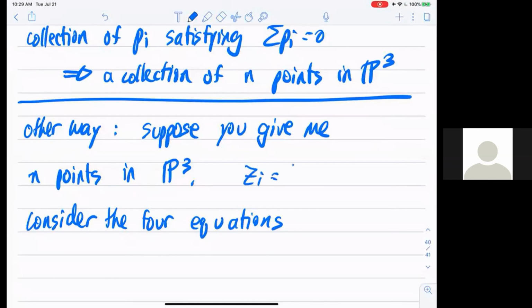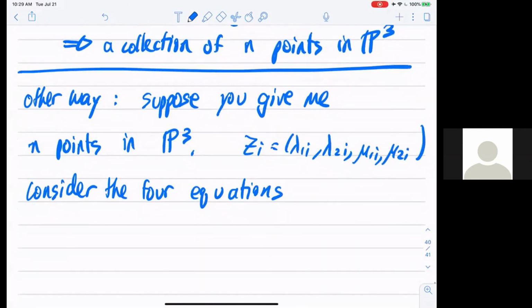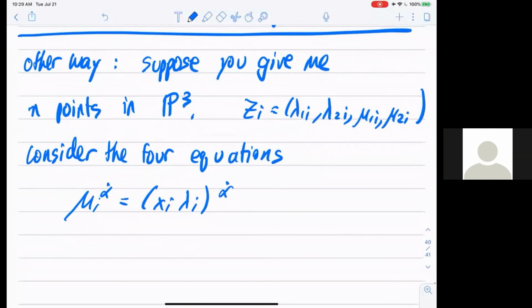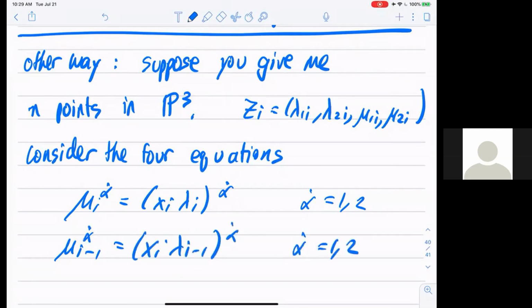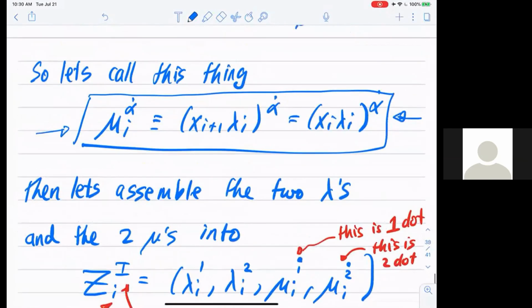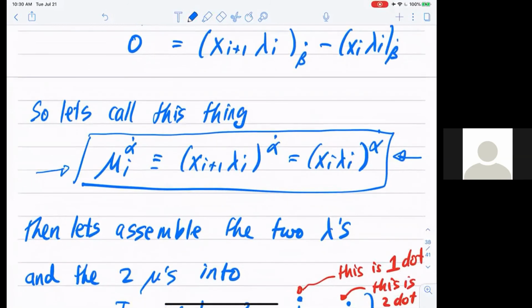Okay, so you've given me the lambdas and the mus. And then I'm going to make four equations. They're the equations we've seen before. I want to switch to i minus one here. See, I'm doing something a little bit tricky here. In this set of equations called the incidence relations, you see that I have x_i and x_{i+1}. Both of them appear in the equation involving mu_i.